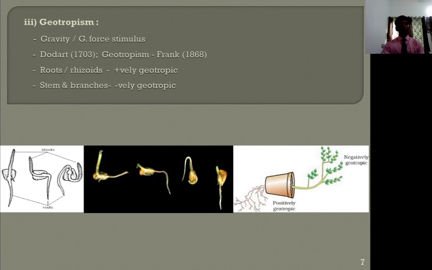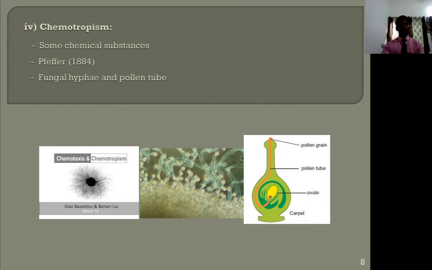We know that the roots and rhizoids always grow towards the gravity or gravitational force, hence they are called positively geotropic, whereas the stem and branches always grow away from the gravity or gravitational force, hence they are called negatively geotropic. Now we see the next phenomenon, chemotropism.